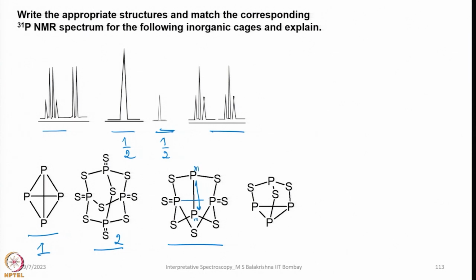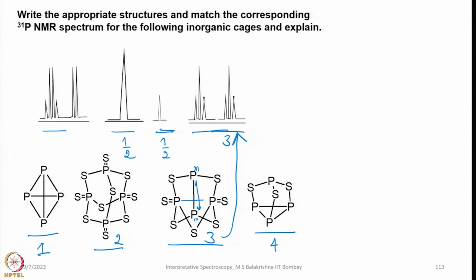That means these 2 phosphorus can be coupled with trivalent phosphorus to give a triplet, and similarly the pentavalent phosphorus can also couple with 2 trivalent phosphorus to give a triplet. That means the spectrum should have 2 triplets, and yes, this is 2 triplets, and this can correspond to this molecule here. Now if you look into the 4th molecule here, in the case of the 4th molecule, one of the 4 phosphorus atoms has 3 PS bonds. So the others keep PP bonds intact.